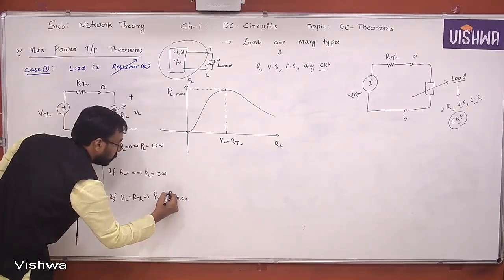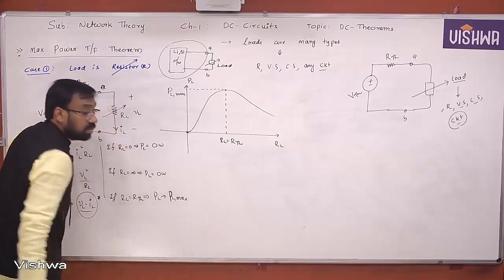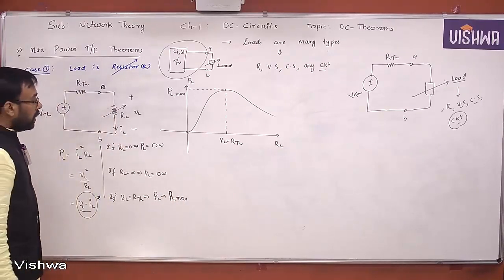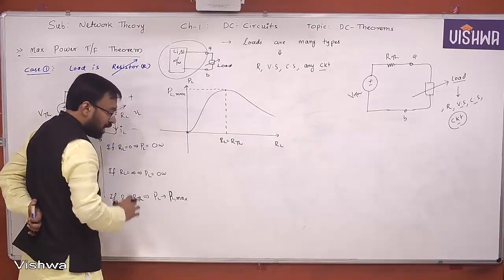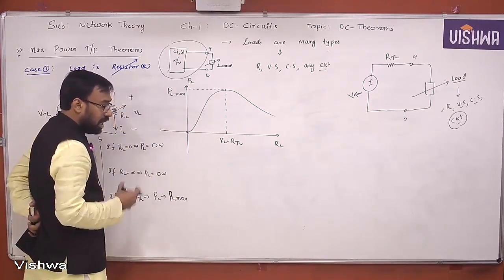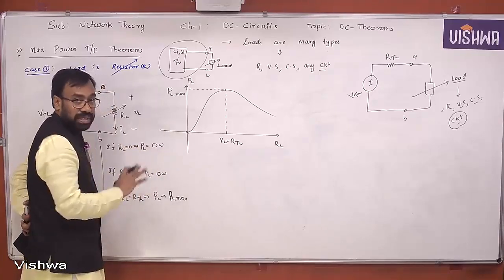PL will become, what is this? PL max. Hope you understand this. Okay. Now, we will prove it. How do you actually prove that when RL is equal to RTH, then PL is becoming PL max? And what is that PL max value also we will see. Okay, I'll give you time.